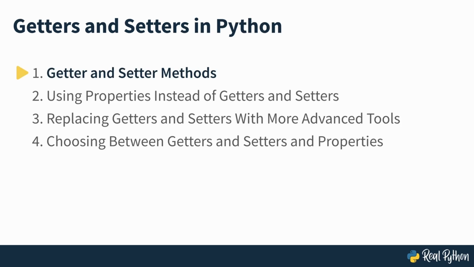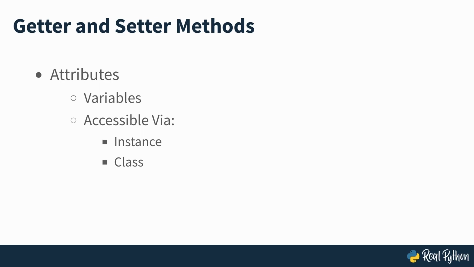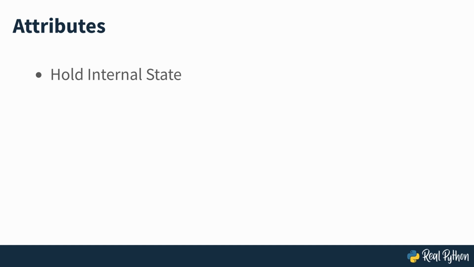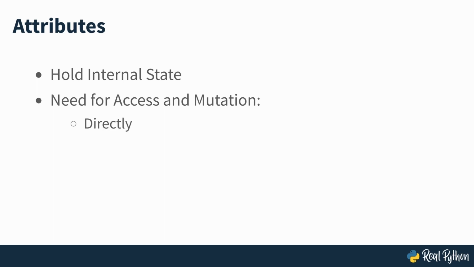Getter and setter methods. When you define a class in object-oriented programming, you'll likely end up with some instance and class attributes. These attributes are just variables that you can access through the instance, the class, or both. Attributes hold the internal state of objects. In many cases, you'll need to access and mutate the state, which involves accessing and mutating the attributes. Typically, you'll have at least two ways to access and mutate attributes. You can either access and mutate the attribute directly, or use methods to access and mutate the attribute.